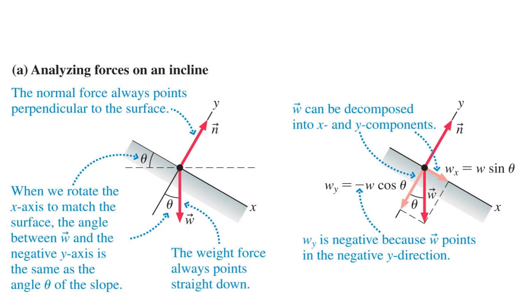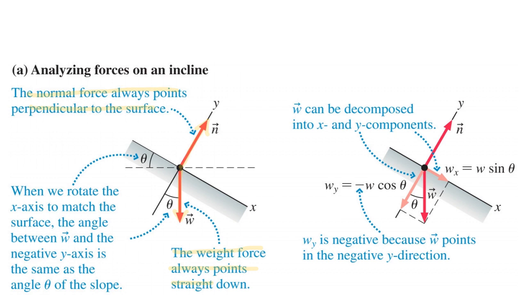Here's a summary about forces on an incline. Remember that the normal force is always going to be perpendicular to the surface. So here's our normal force. The force of gravity, or weight force, is always going to point straight down.